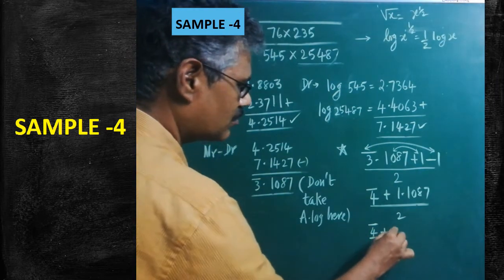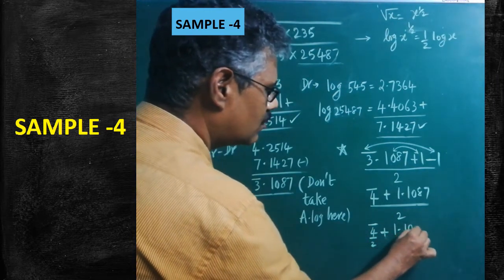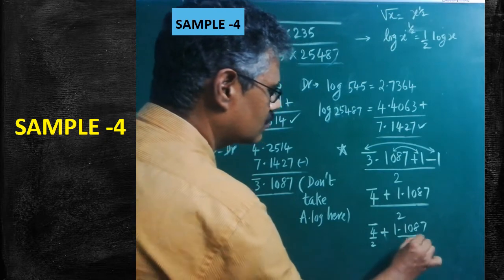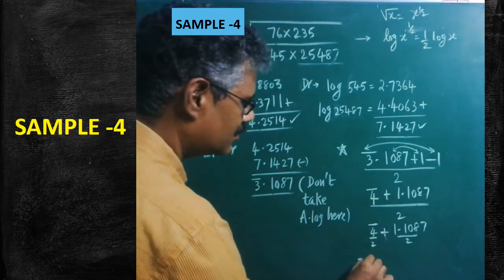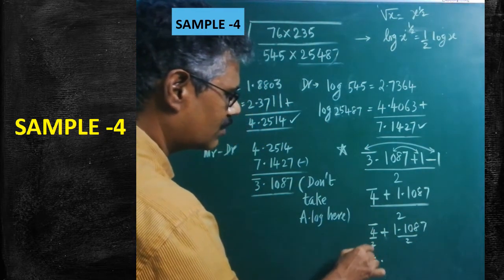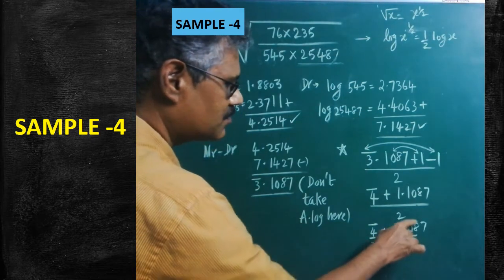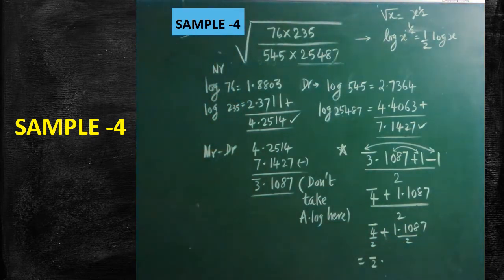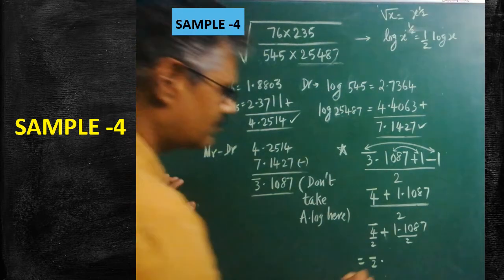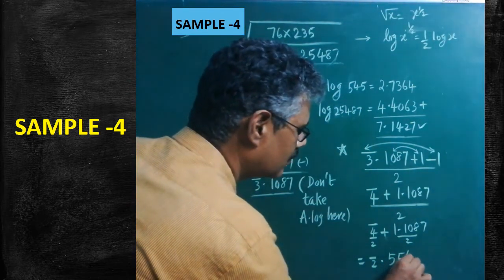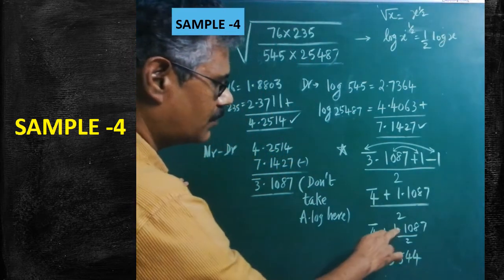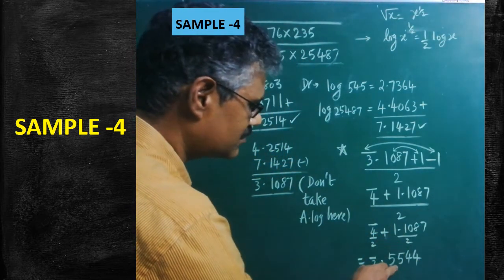At present you write 1.1087 divided by 2. After division, you will get bar 2 here. Bar 4 divided by 2 is bar 2. This portion to be divided by 2. After dividing, you will get 5544. How much? 5544 you will get. Are you clear? 1.1087 divided by 2 is this much.